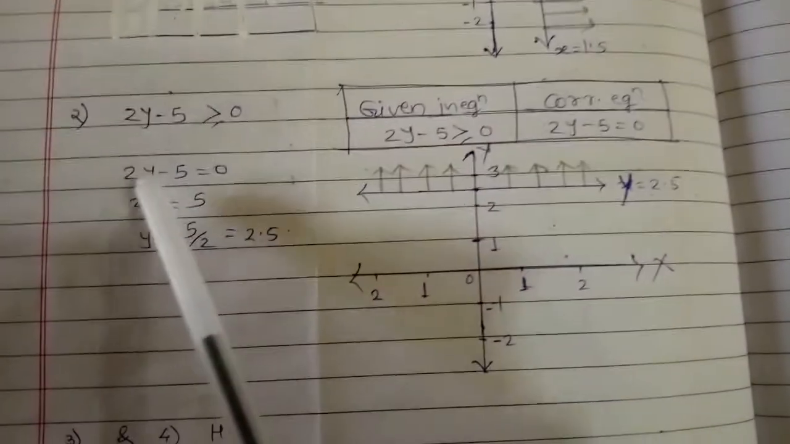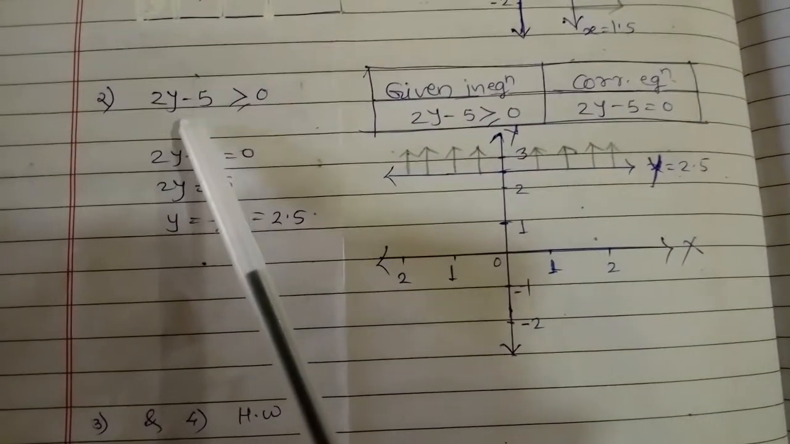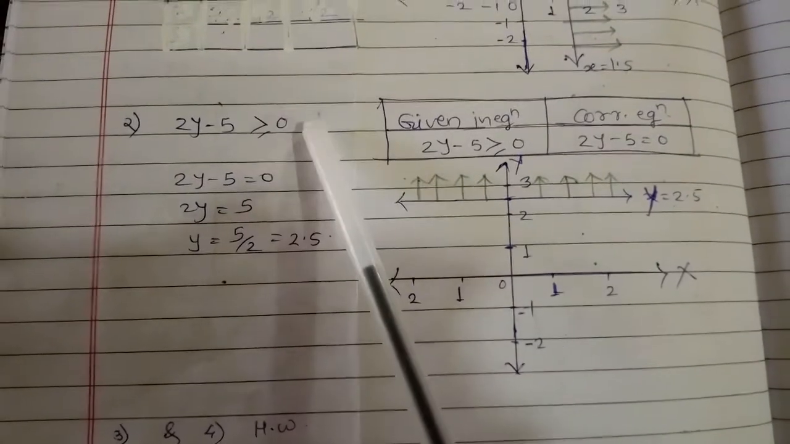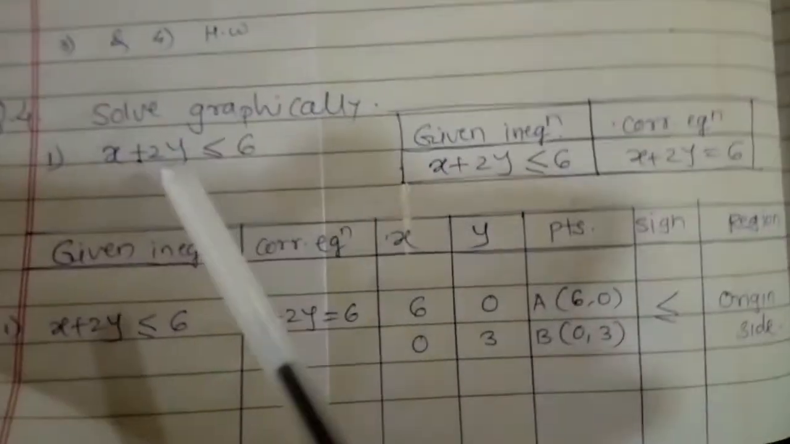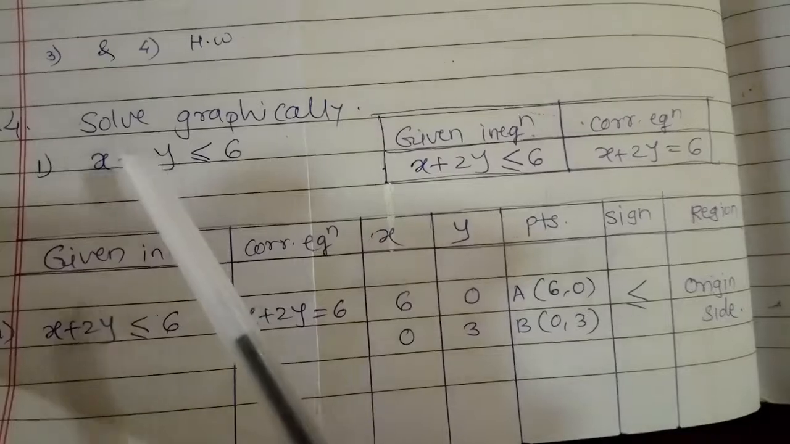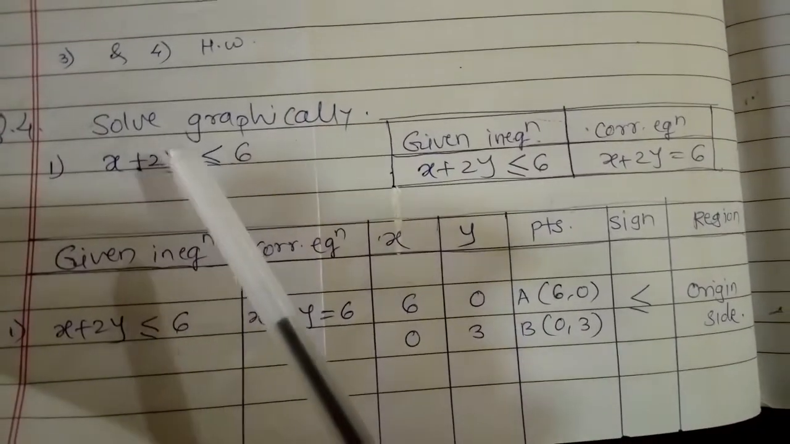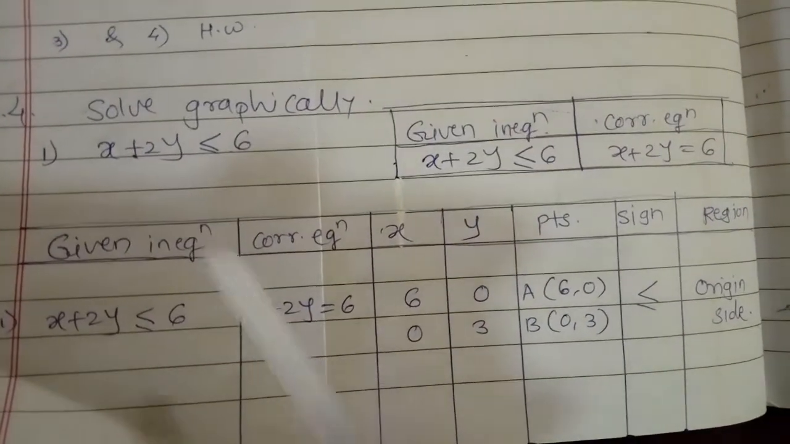In question number 3 you are given examples like this one, that is 2y minus 5 is greater than or equal to 0, containing only one variable. So in question number 4 there are two variables, and so we have to draw the graph of this inequation. So what is the process?